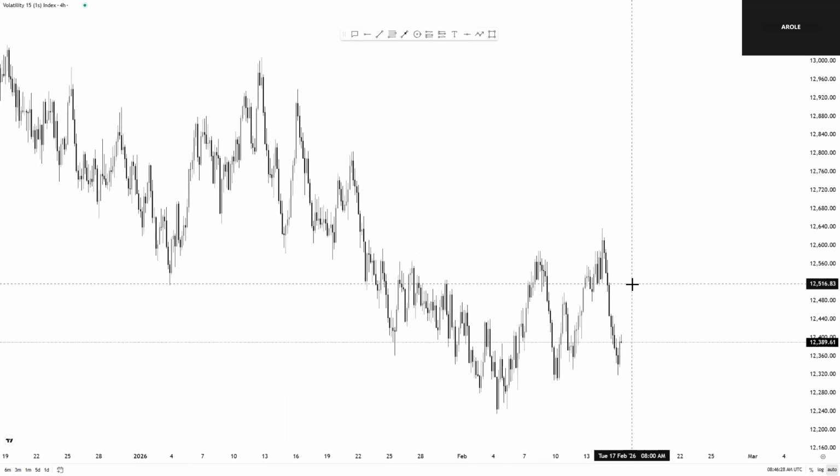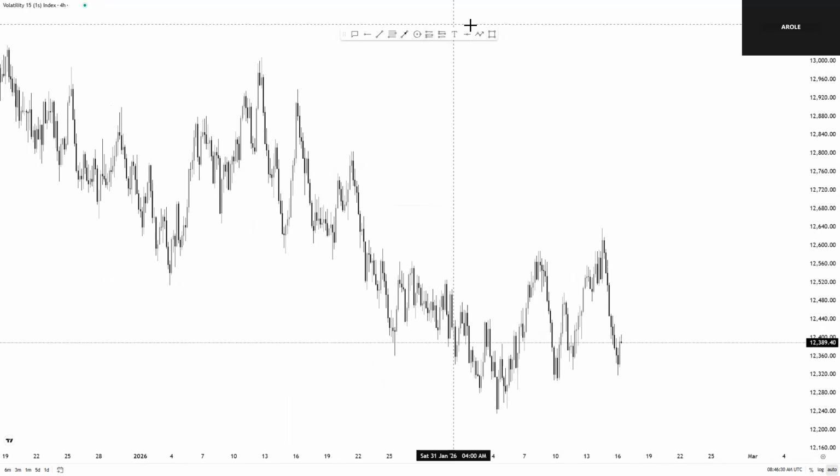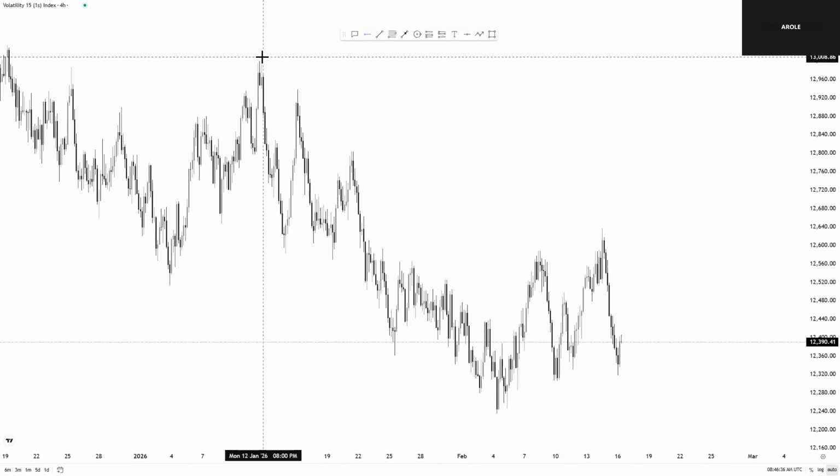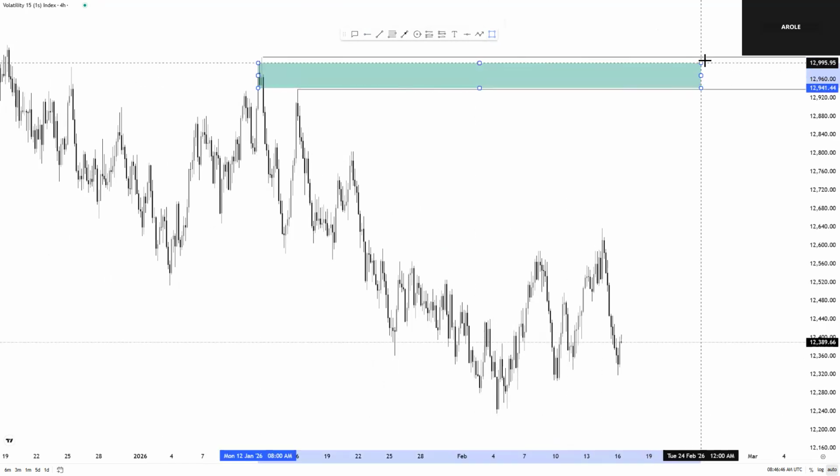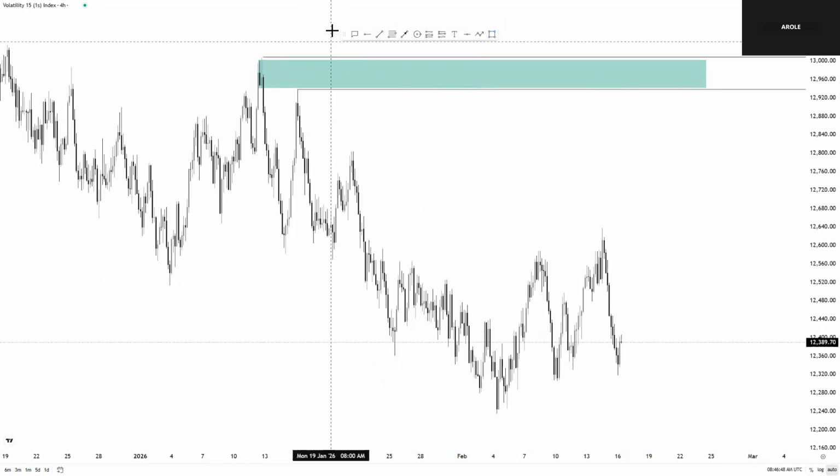So on V15X, I have a POI here. I have a POI here on top of the analysis. So I have a POI here, only if price could come there. That's the POI I have with respect to top down analysis. This is what I have here on V15X.